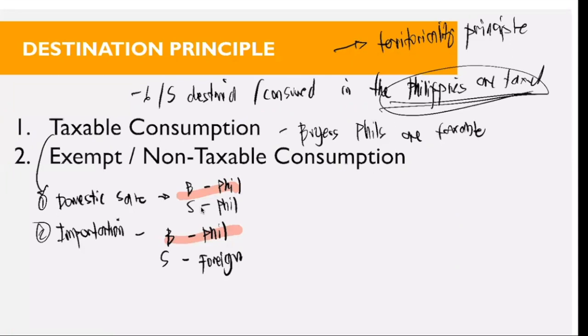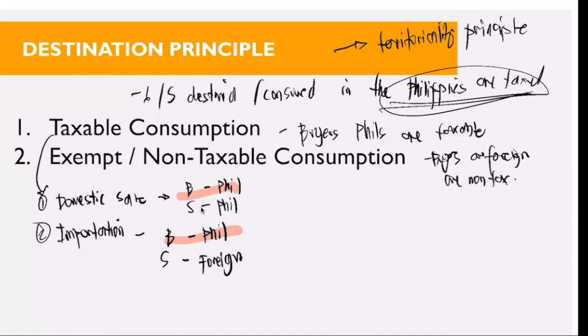Next, we have your exempt or non-taxable consumption. When can we say that we have an exempt or non-taxable consumption? So again, we look into the buyer. Only if the buyers are foreign citizens or foreign entities are they non-taxable. So when do we have an exempt or non-taxable consumption? We have it if, guys, there is an export sale.